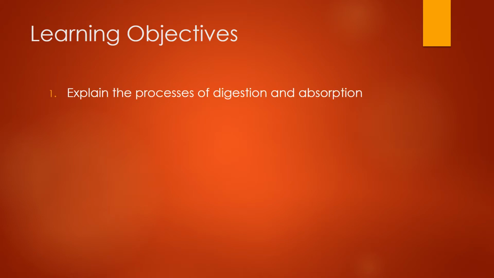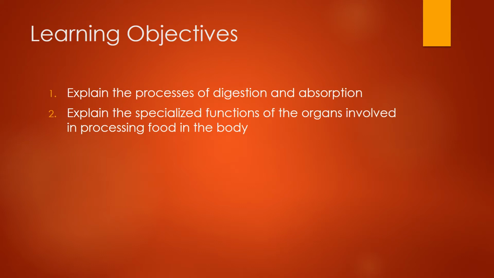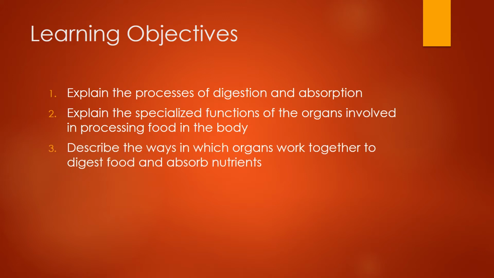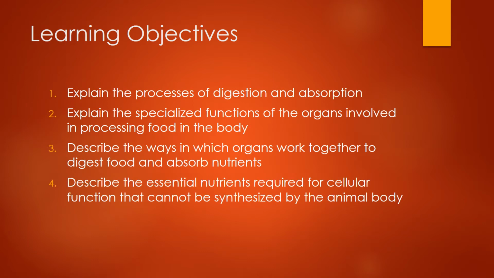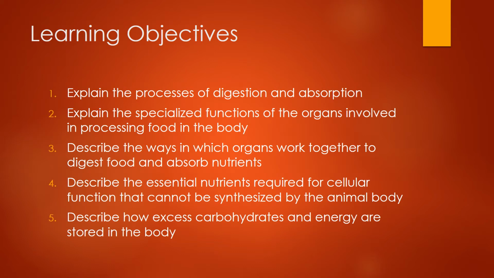The learning objectives for these lessons are to explain the process of digestion and absorption, to explain the specialized functions of the organs involved in processing food in the body, to describe the ways in which organs work together to digest food and absorb nutrients, to describe the essential nutrients required for cellular function that cannot be synthesized by the animal body, and to describe how excess carbohydrates and energy are stored in the body.